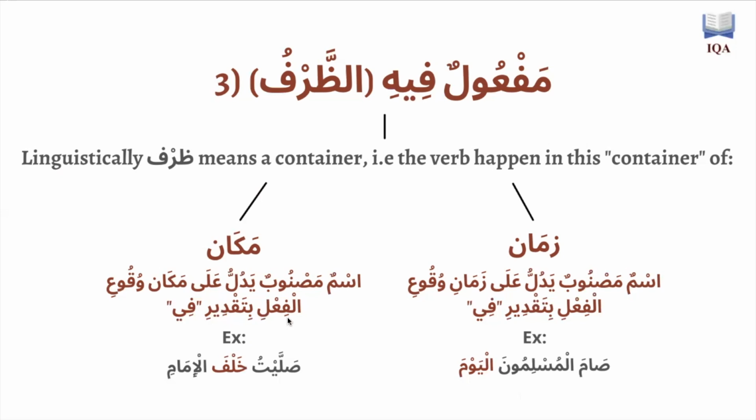صليت, I prayed. Okay, I prayed where? In what place? In what container of place? خلف الإمام, behind the imam. So خلف is a ظرف, more specifically a ظرف المكان. Why? Because it's an ism, it's mansub, and it's indicating the place within which the action took place. And we assume that before khalfa there is fi, يعني صليت في خلف الإمام, if you will. Okay, I prayed behind the imam. So this, in the very brief sense, is the مفعول فيه or ظرف.